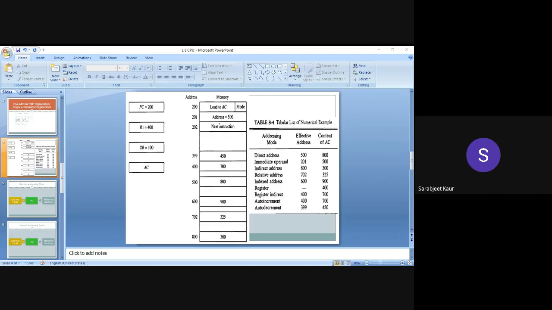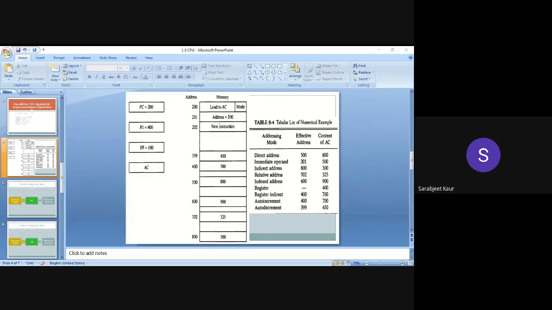What is their advantage? The advantage of auto increment and auto decrement modes is this: you've done arrays, right? Arrays are all contiguous memory locations. So we access this location, let's say A0, then A1 will be here, then A2, then A3. Yes or no? Every time, what do you have to do? You have to increment your location by 1, if you are going from 0 to n.